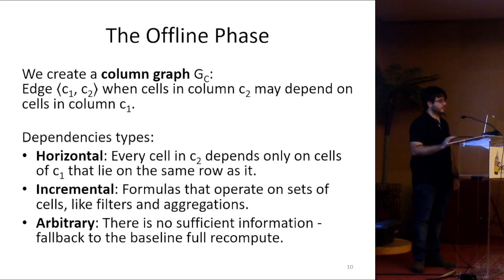Then we have the incremental dependency, which means that each cell in C2 depends on a set of cells in C1. That's the most complicated type of formulas. It's formulas like filters, aggregations, sums, averages, and such. And the third type is the arbitrary type, which means we don't have enough information in the offline phase. Then we say that every cell in C2 depends on all the cells in C1, which is a fallback to the baseline full recompute.